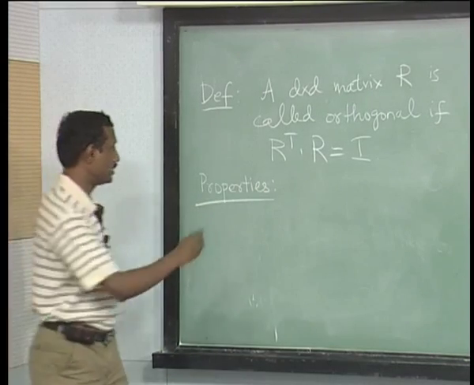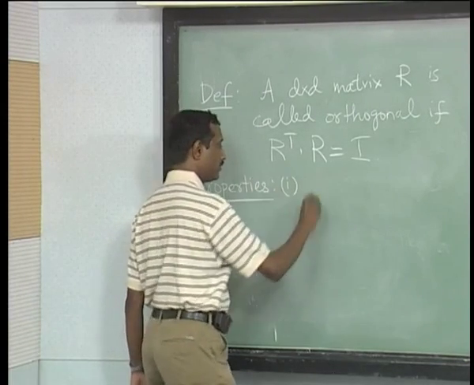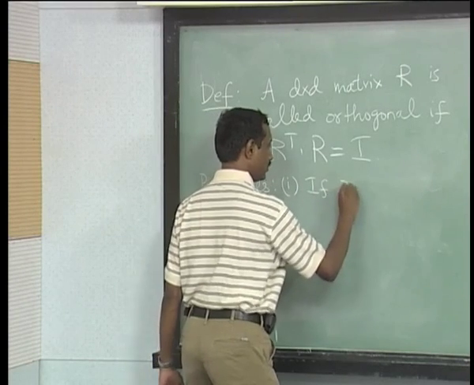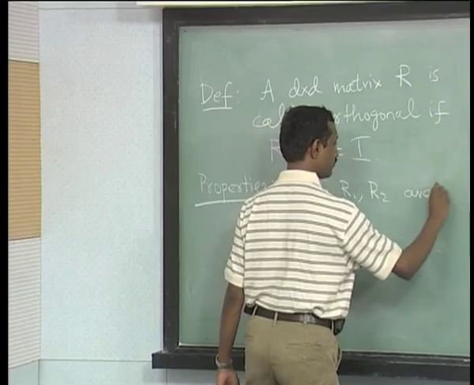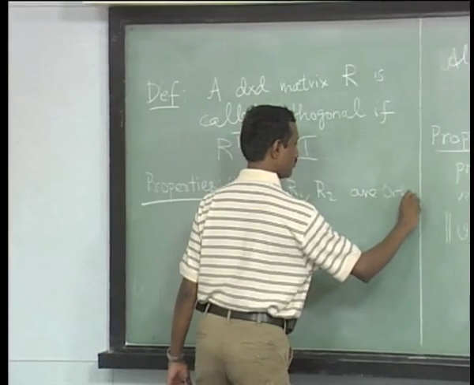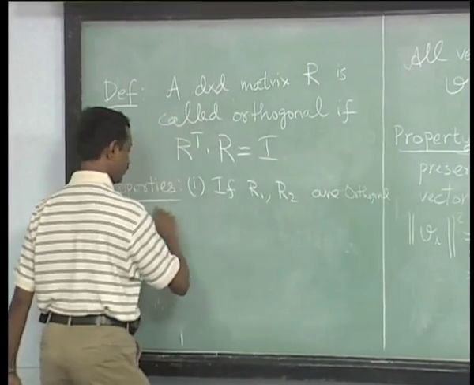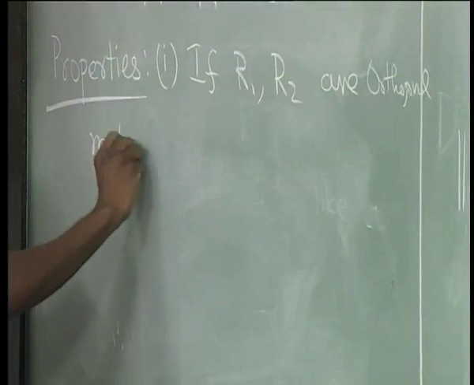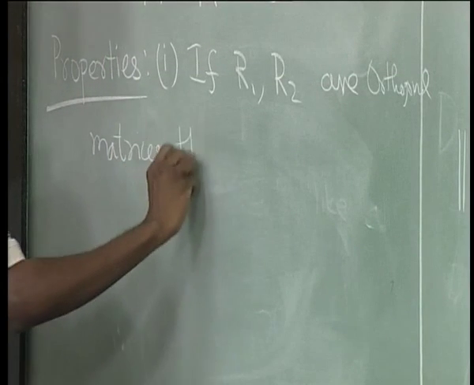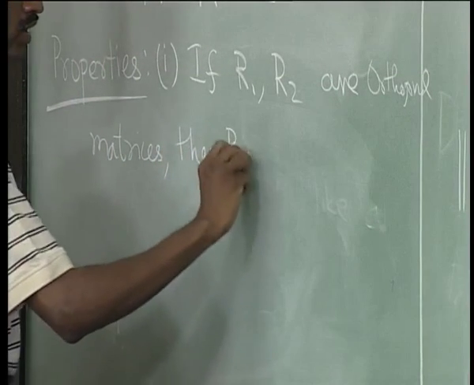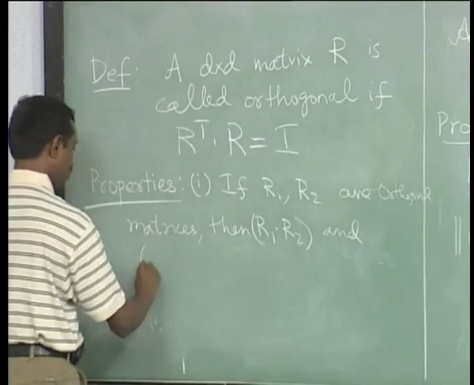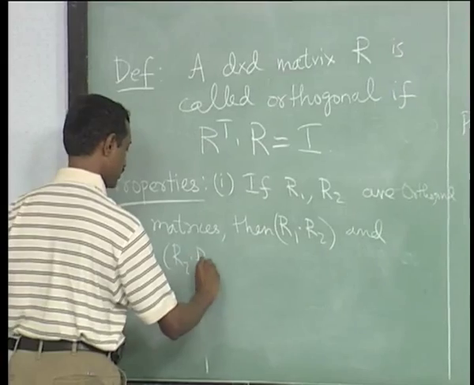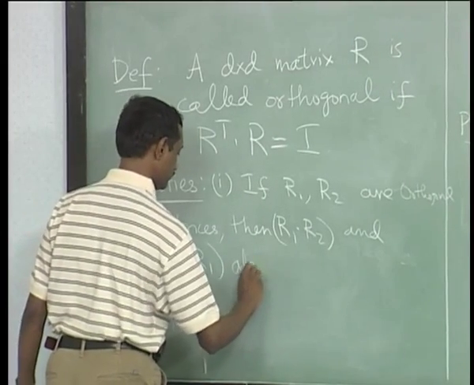Okay. The first property is that if R1 and R2 are orthogonal matrices, then R1 dot R2 as well as R2 dot R1 are also orthogonal.